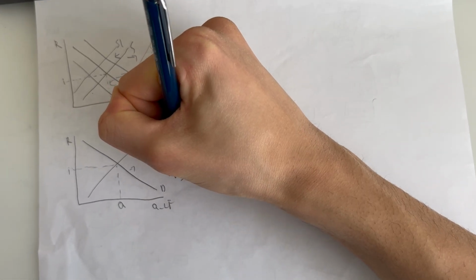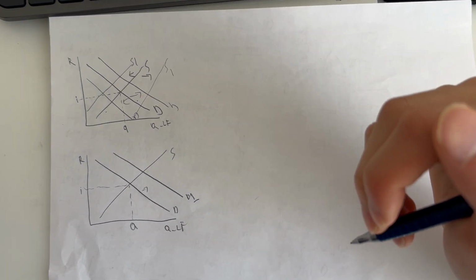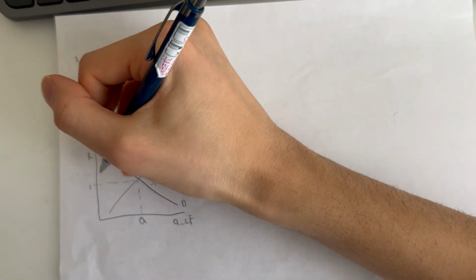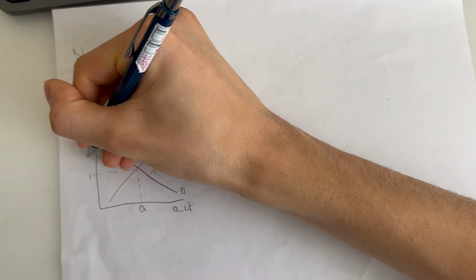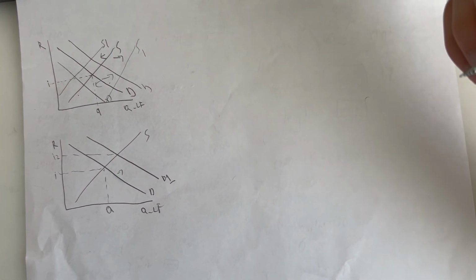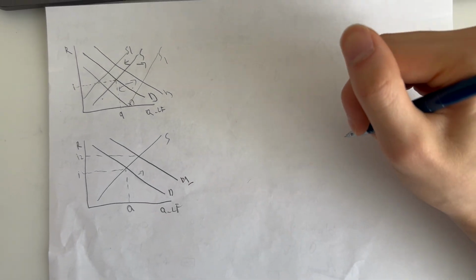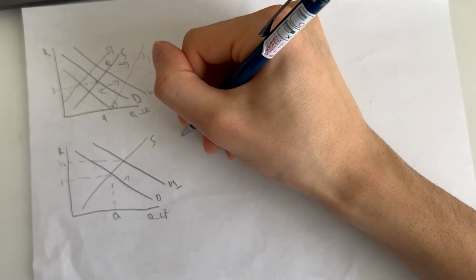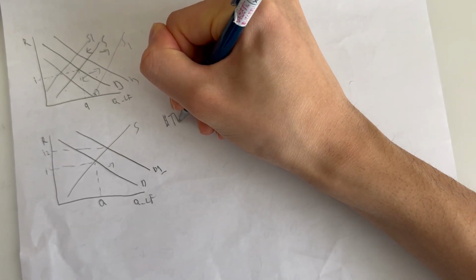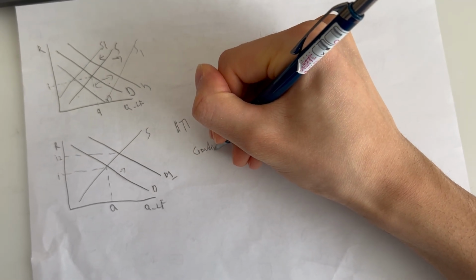I'll write it D1. This shifts the demand curve to the right, and it increases the real interest rate from this point to this new equilibrium we have here. As interest rates rise, private investment decreases because borrowing becomes more expensive. And this is called the crowding out effect. Crowding.